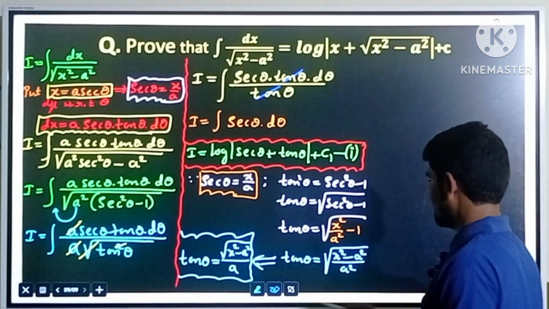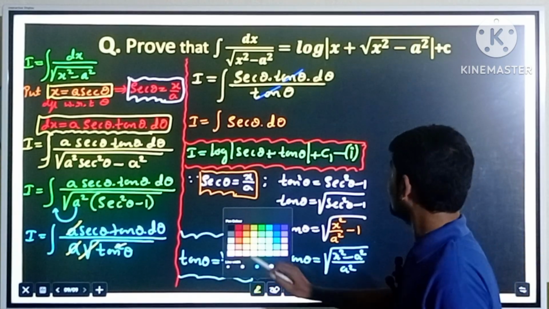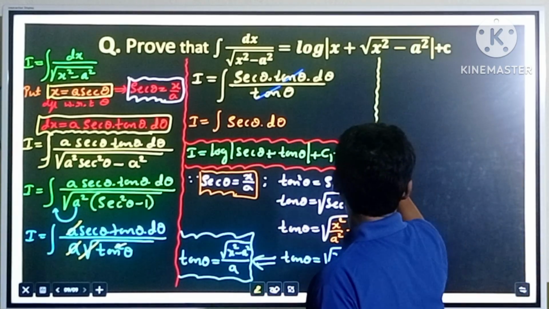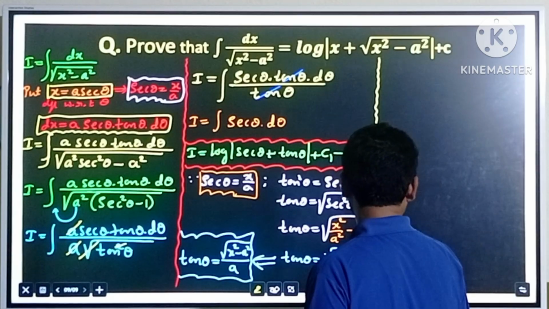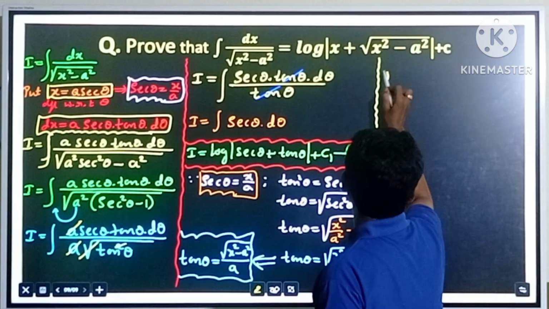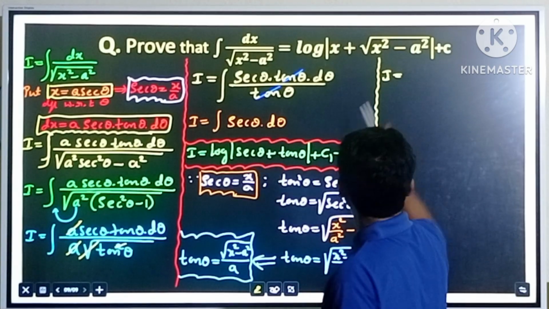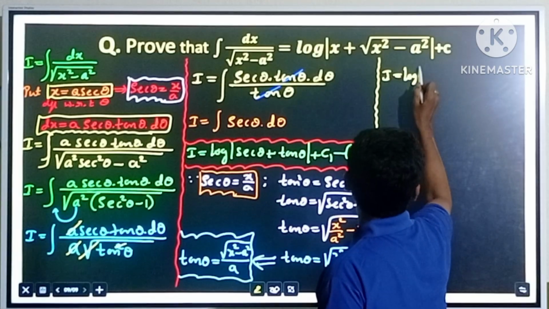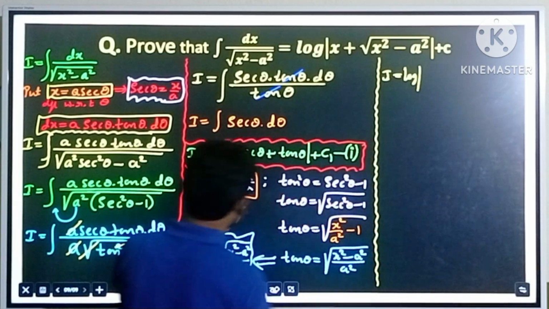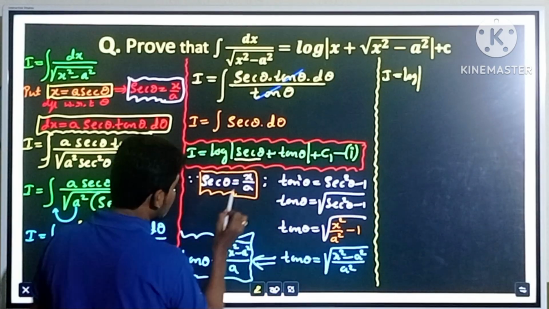I is equal to the first equation. See, what is the first equation here? I is equal to log of modulus of, see here, secant theta. What is secant theta?